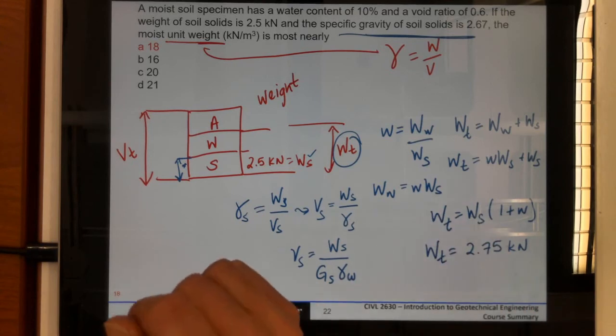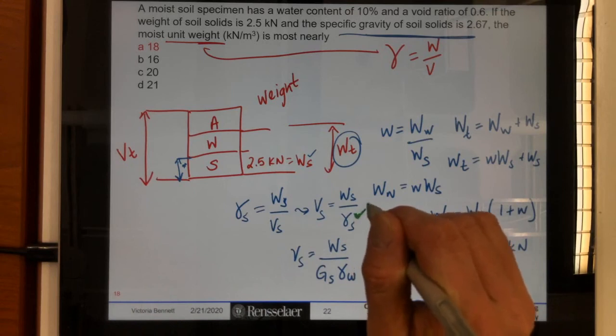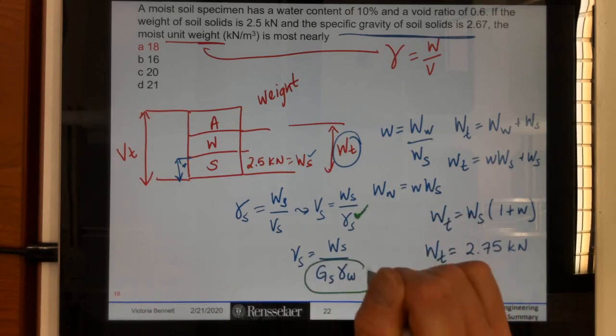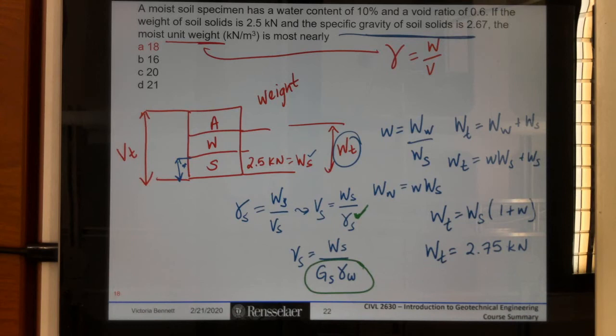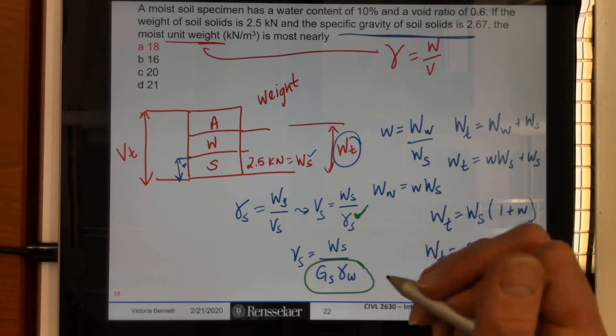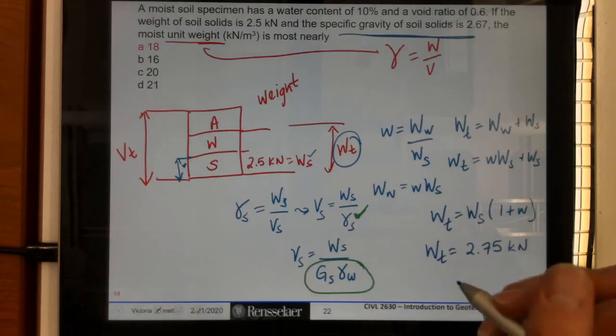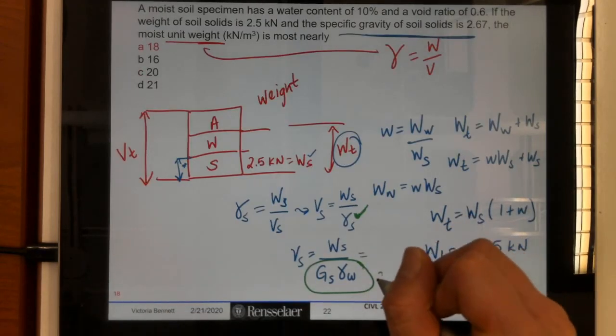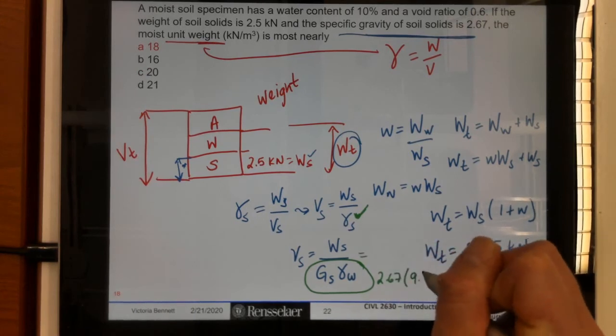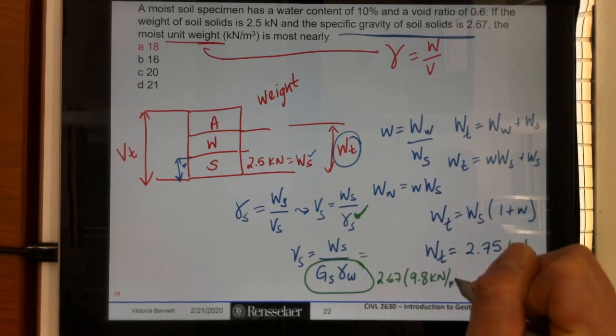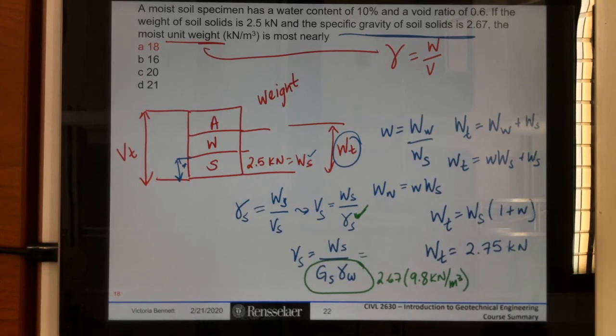Right, so that's the key piece. In the absence of being given the unit weight of solids, we can always find it by multiplying the specific gravity times the unit weight of water. In these units, we want to make sure we're using the unit weight of water appropriate to us, which would be 2.67 times 9.8 kilonewtons per meter cubed. They give it to you, but it's buried in that section of the reference manual.